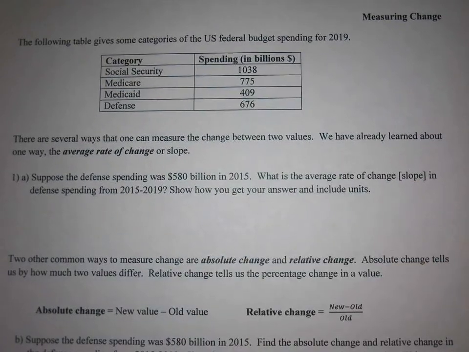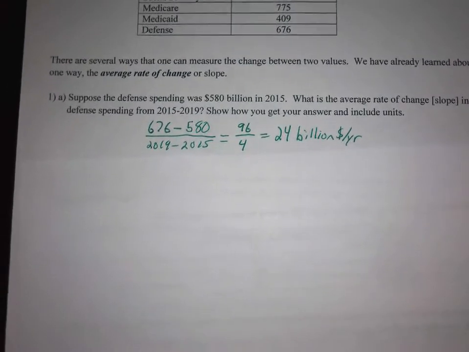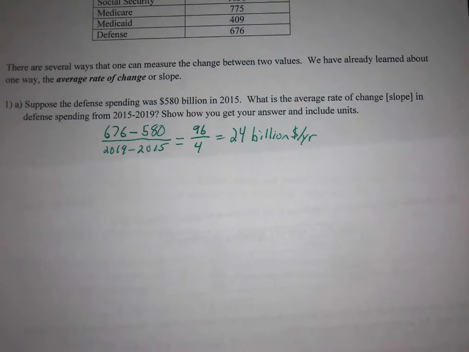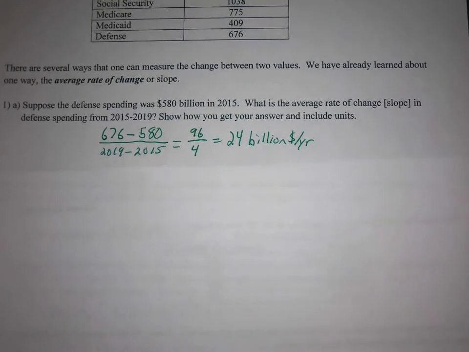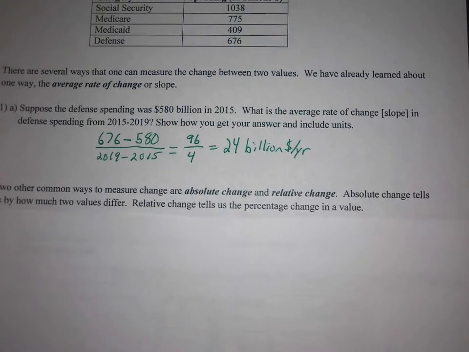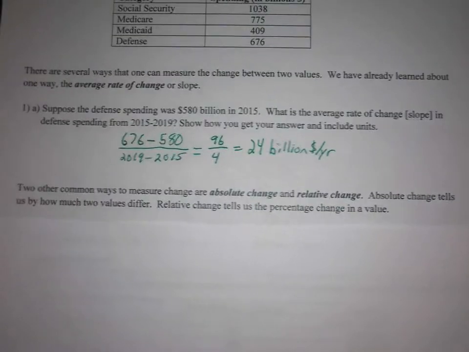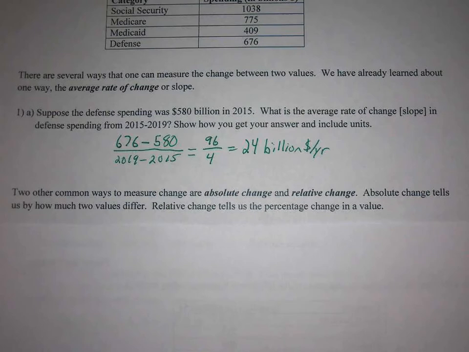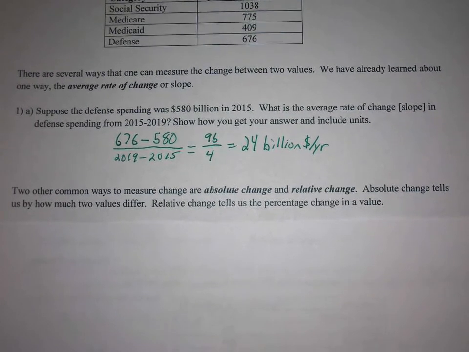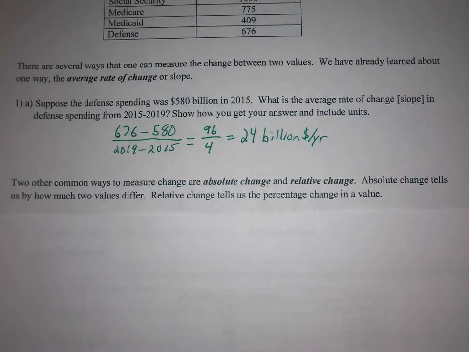And this is something that in this class you should be able to do. You can pause the video and I'll put the answer up if you wanted to work on it. Okay, you get change in Y, which is the change in billions of dollars, divided by the change in the years. So you get $24 billion per year, okay, which is just saying that the defense spending increased at a rate of $24 billion per year. So nothing too crazy there.